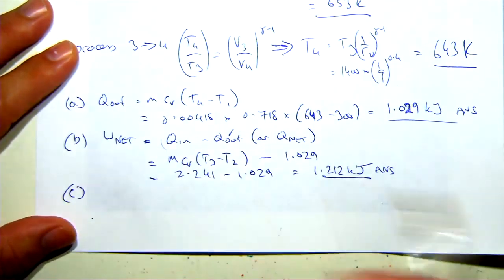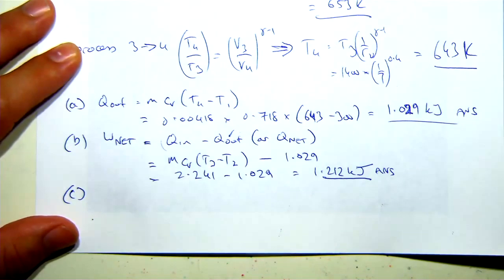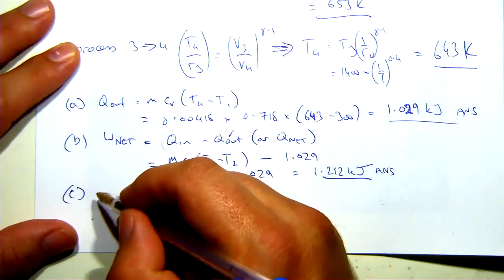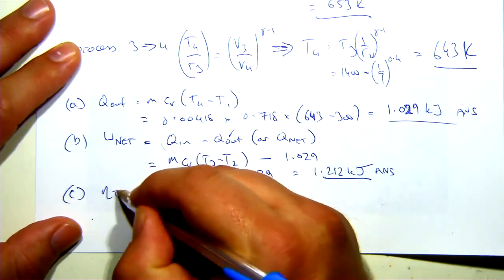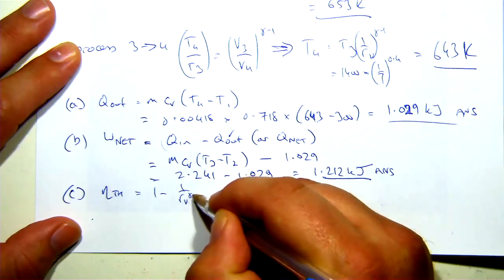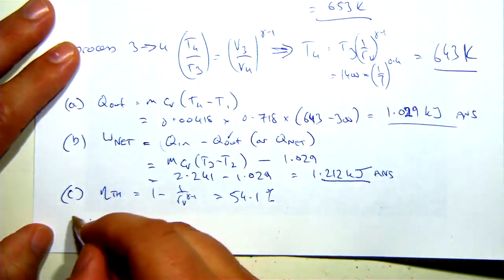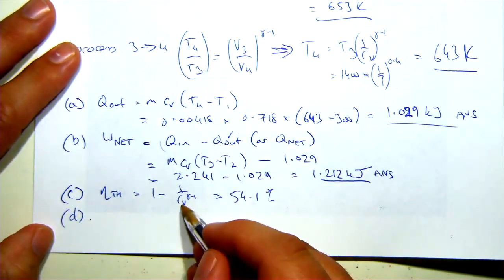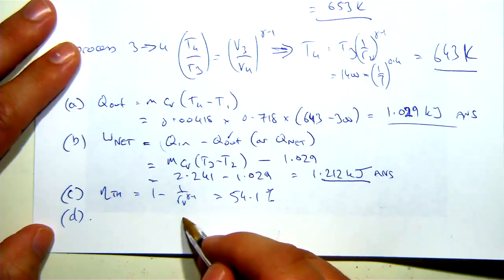For C, now that I've got net work and heat out and heat in, I could use those numbers, or I can use the formula. Both are perfectly legitimate for me to solve this. So we could try with 1 minus 1 on rV to the gamma minus 1, and we're going to get 54.1%, which is the answer. And on D, remember that rV was 7, so this is 1 on 7 to the gamma minus 1. Gamma is 1.4, so 1 on 7 to the 0.4.